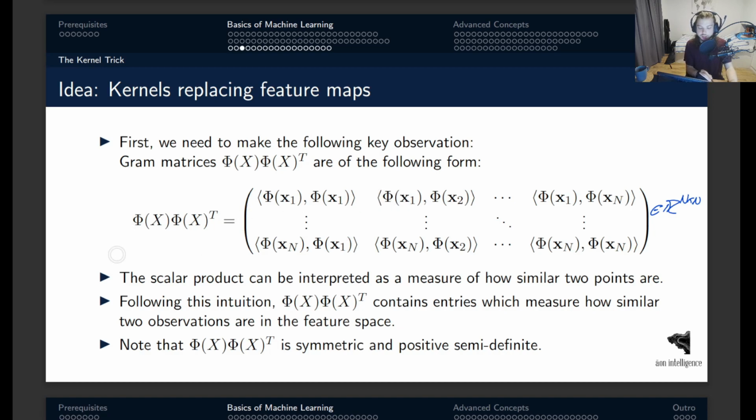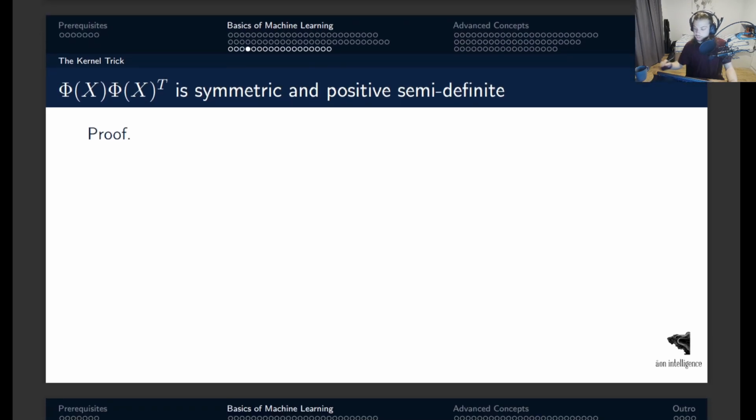The final observation I want you to make for this Gram matrix is that the Gram matrix phi x times phi x transposed is symmetric and positive semi-definite. So let me prove this actually. First let's recall that the entry at position ij of this Gram matrix happens to be the inner product between the feature mapped observation xi and the feature mapped observation xj.